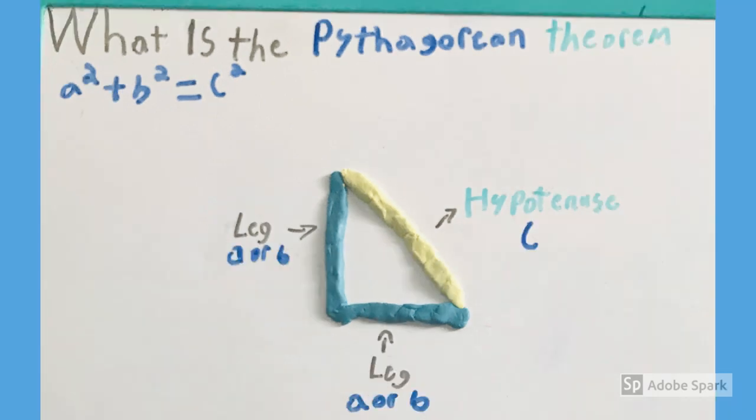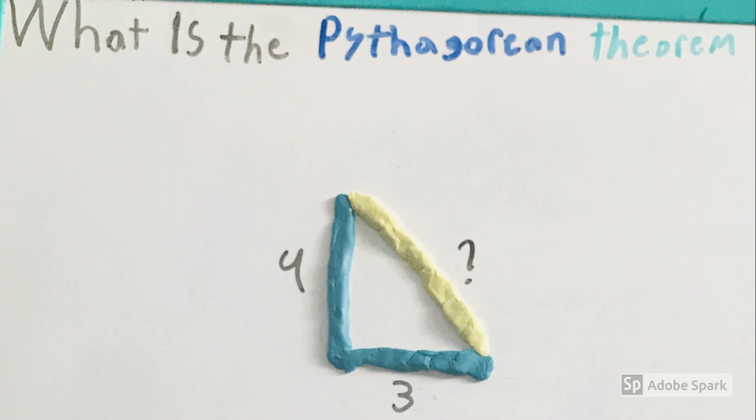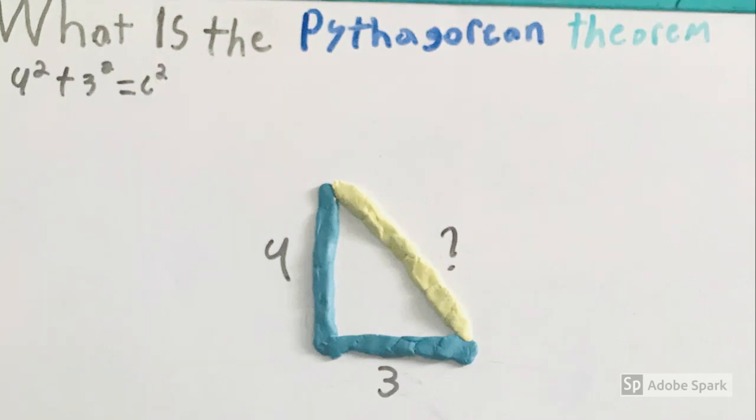As you can see, the legs on the right triangle can either be a or b, and the hypotenuse has to be c. Now, using what we know, we can find out what the hypotenuse is. I recommend to pause the video and try to solve it yourself first, and then come back and see what I do. The first step we have to do is 4 squared plus 3 squared equals c squared.